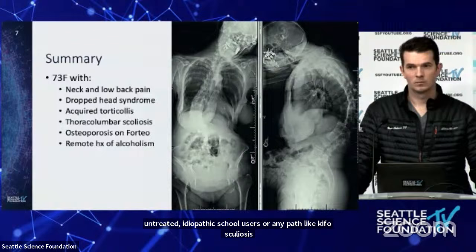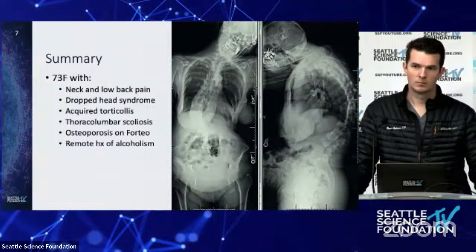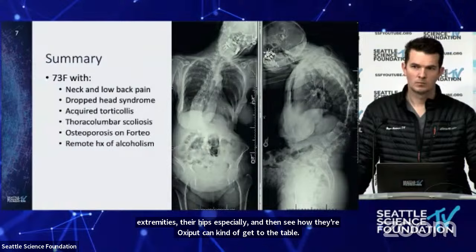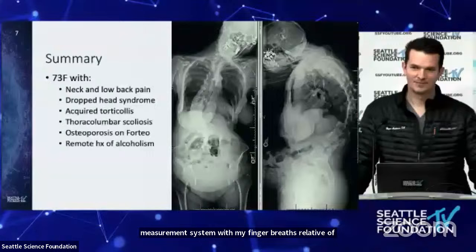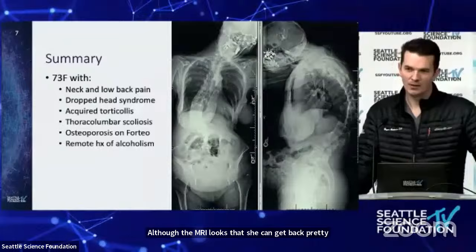So this patient now has a marginally flexible kyphosis. I do something called a recumbent test where I lay patients supine on a table, check their lower extremities, the hips especially, and then see how their occiput can get to the table. I have a very high-tech measurement system with my finger breadths of occiput to the bed. How many finger breadths was she away? I think 4 or 5, something like that. She didn't fully correct. Yeah, although the MRI looks like she can get back pretty well, she partially corrected, but not fully. Yeah, that's what I would expect.